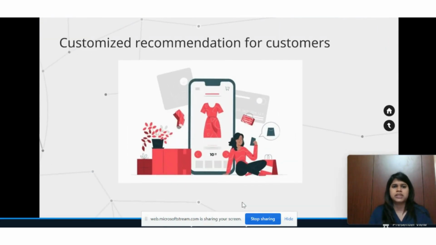The next one is customized recommendation for customers, which is when you look into social media, you get recommendations and ads based on your interests. That is also based on reinforcement learning. Sometimes, based on the purchasing pattern, the agent itself decides that you like certain ads, and based on your ignoring a particular ad, it decides that it shouldn't pop such ads for you. So that's coming under reinforcement learning.